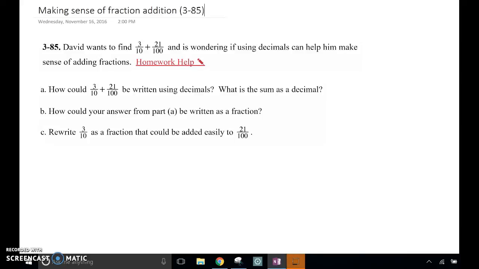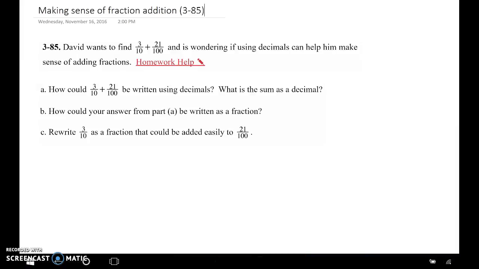Let's do a problem about fraction addition and just kind of making sense of it, actually. This is a neat problem that helps us see how to add fractions going the decimal approach. So David wants to find 3/10 plus 21/100 and is wondering if using decimals can help him make sense of adding fractions. All right, the key is here, can we add tenths with hundredths easily? Not quite. So how can 3/10 and 21/100 be written using decimals?